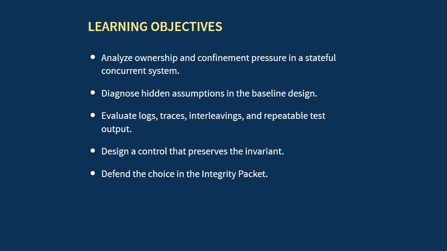By the end, you should be able to find the hidden ownership assumption, force the failure, choose a control, and defend the trade-off in your integrity packet. What counts as a defense rather than just an implementation description? A defense connects the mechanism to the invariant, then backs it with repeatable evidence: logs, traces, interleavings, commands, or before and after test output.